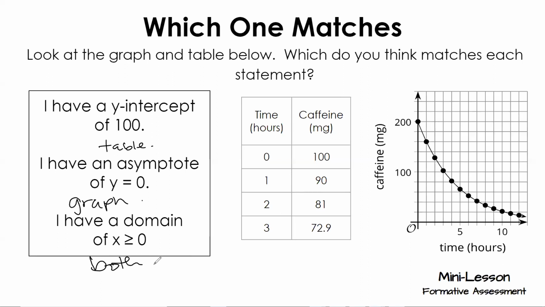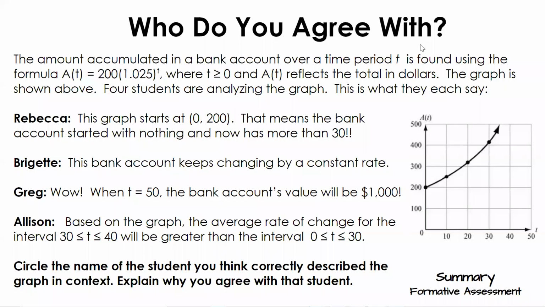Great question. Okay, take a moment, kind of make this sketch, kind of make this table, maybe write those down. So I'm going to read it to you. The amount accumulated in a bank account over a time period, T, is found using this formula, where T is greater than or equal to 0, and A of T reflects the total in dollars. The graph is shown above. 4 students are analyzing the graph. This is what they each say.